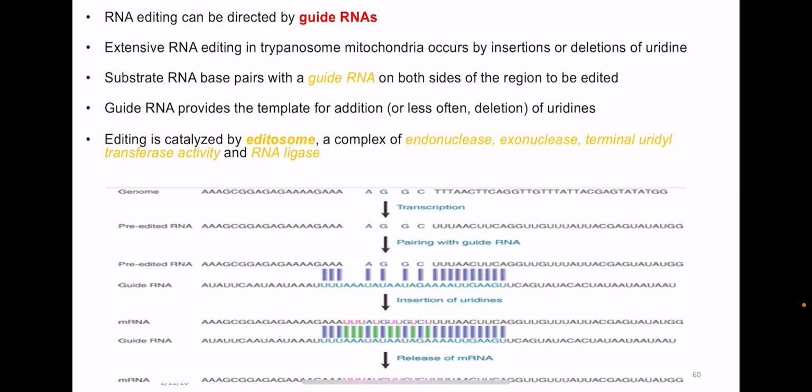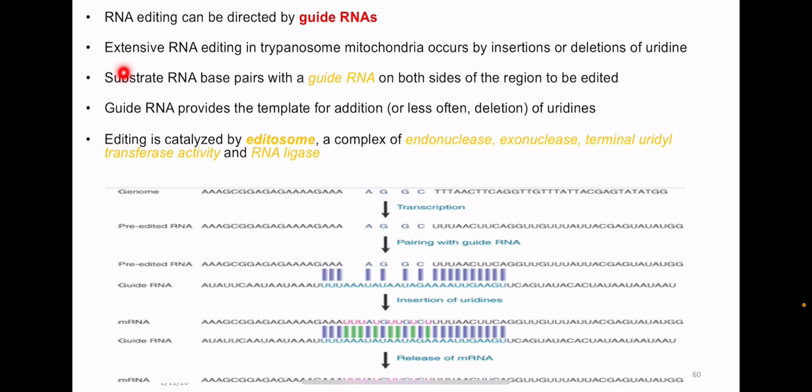We say RNA editing is directed by guide RNAs. So we use guide RNAs to direct RNA editing. If you look at these diagrams, let's look at this one. This is the pre-edited RNA you want to edit. Then you use your guide RNAs, and the guide RNAs help you insert the nucleotides you want at specific sites. So the guide RNAs are just directing us during RNA editing.